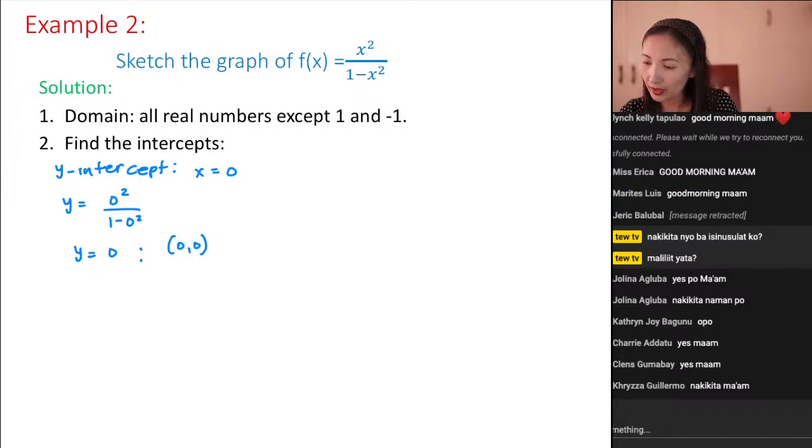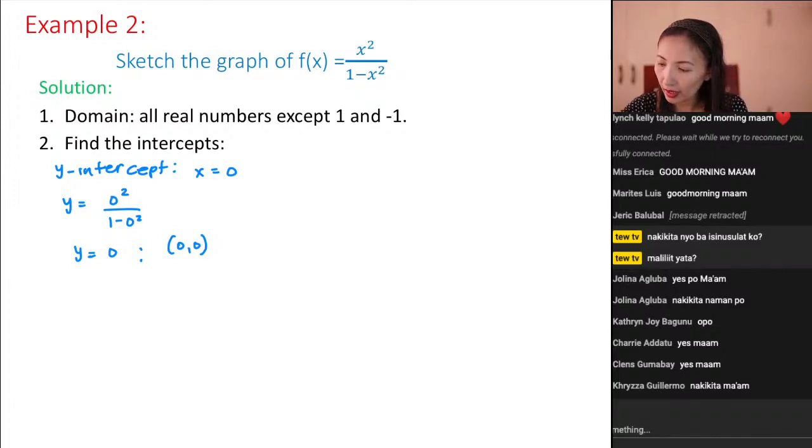X-intercept, let y be 0. Will x ever be 0? It's 0, 0. Okay, if x is 0, then y is 0 also. Next, we now move on to step number 3.